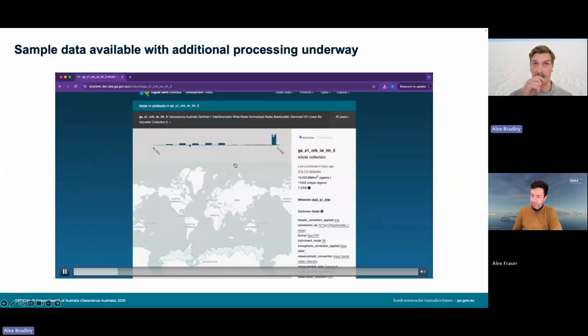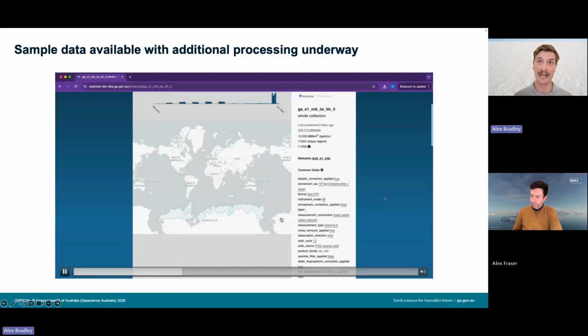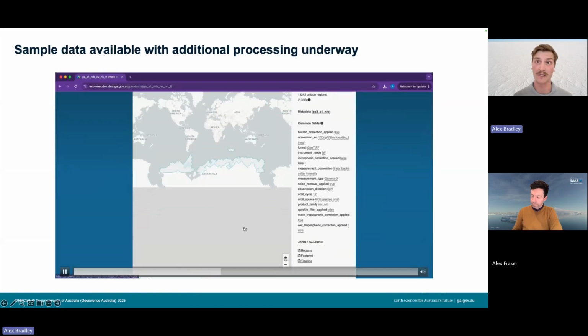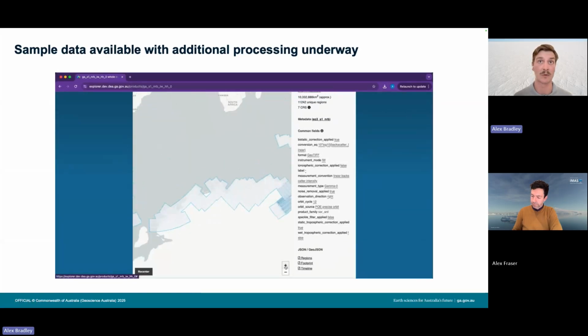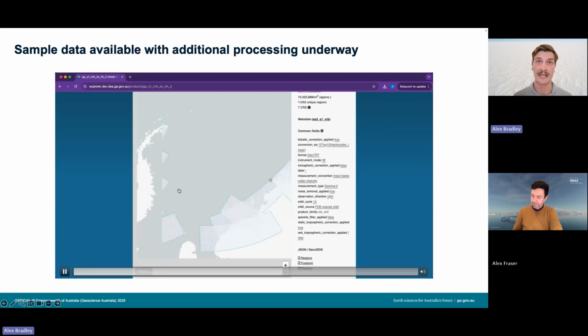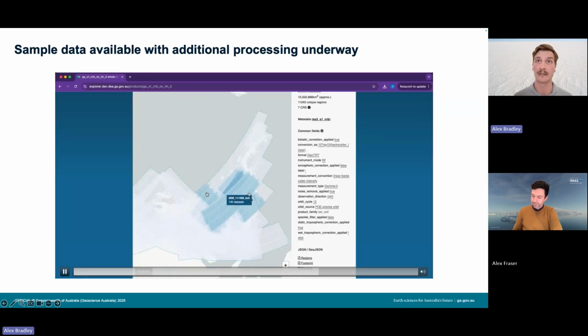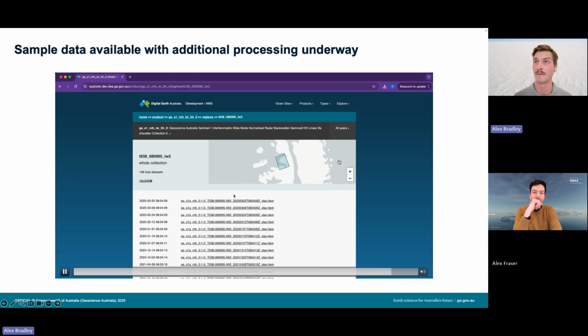So where we are today, we have some sample data which we're producing for users. This is an example through the Explorer where people can go understand coverage and get the data they want. But as I mentioned, we expect the full data set to be available early next year.